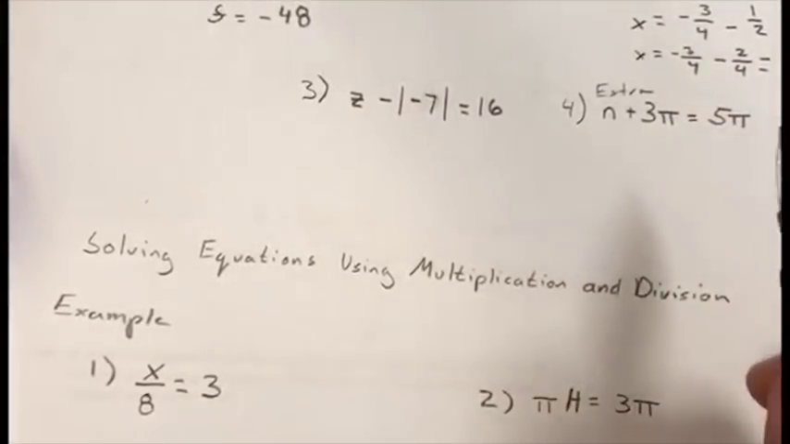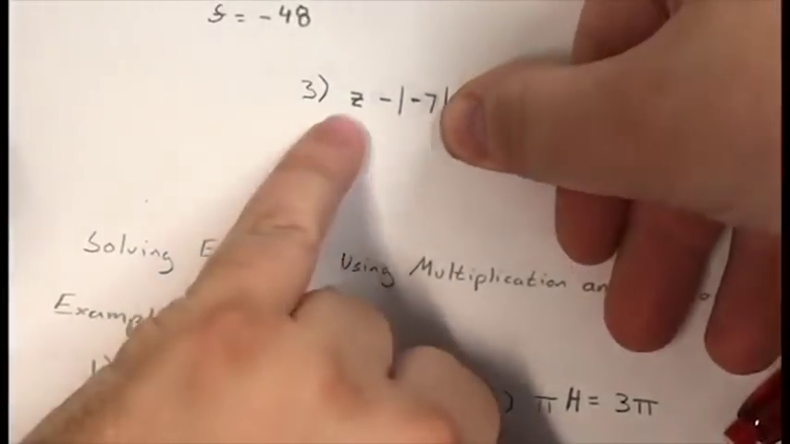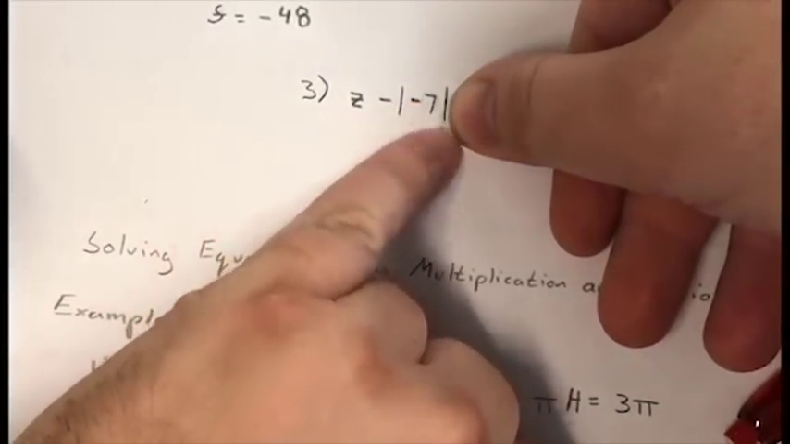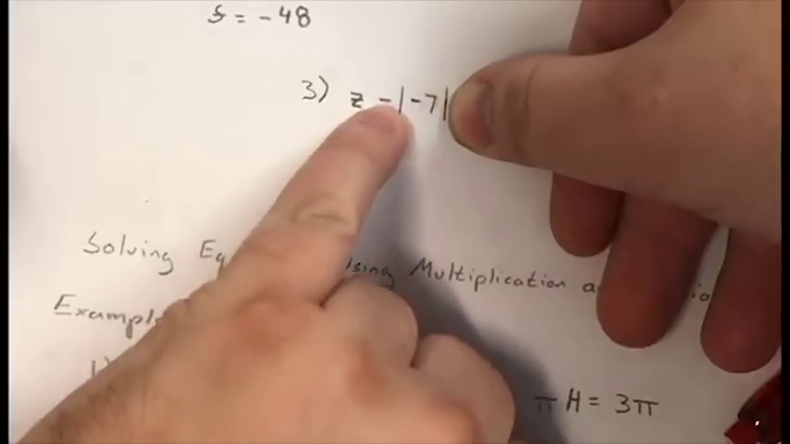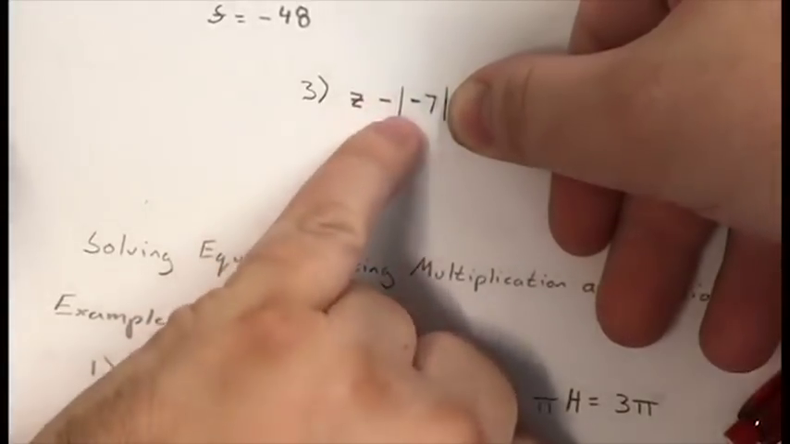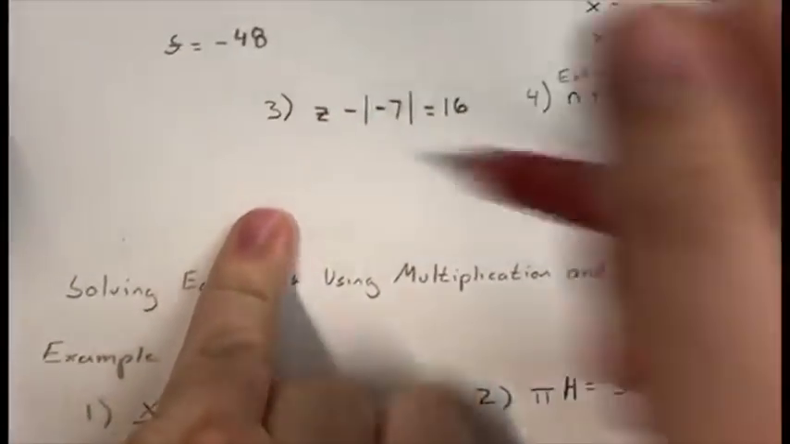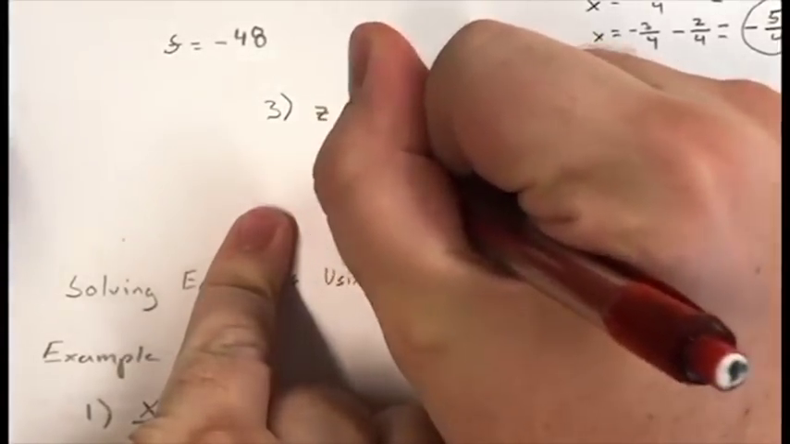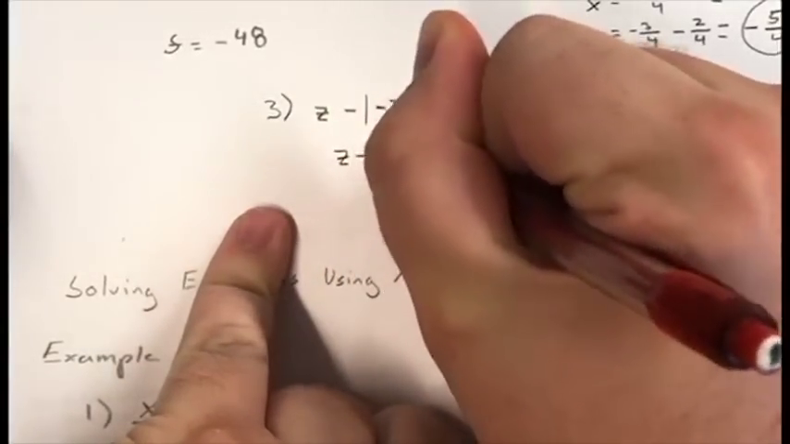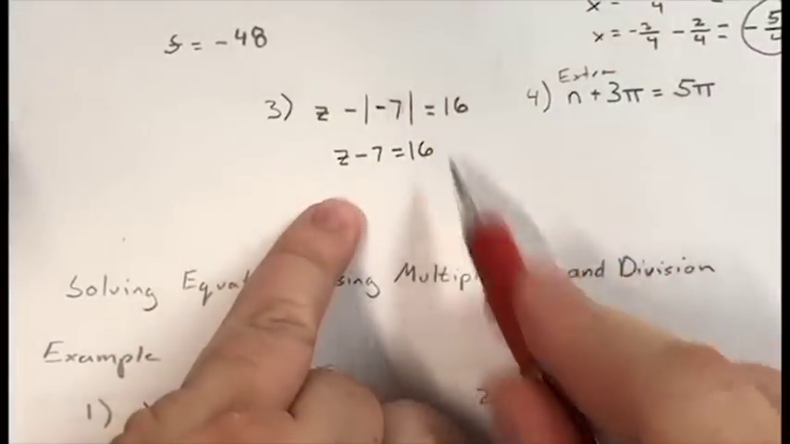All right, number 3. So, same concept, simplify each side. So let's look at this. This says z minus the absolute value of negative 7. Well, let's go ahead and simplify this. The absolute value of negative 7 is 7. So I'm just going to rewrite this as z minus 7 equals 16. And there's nothing I can do on this side.